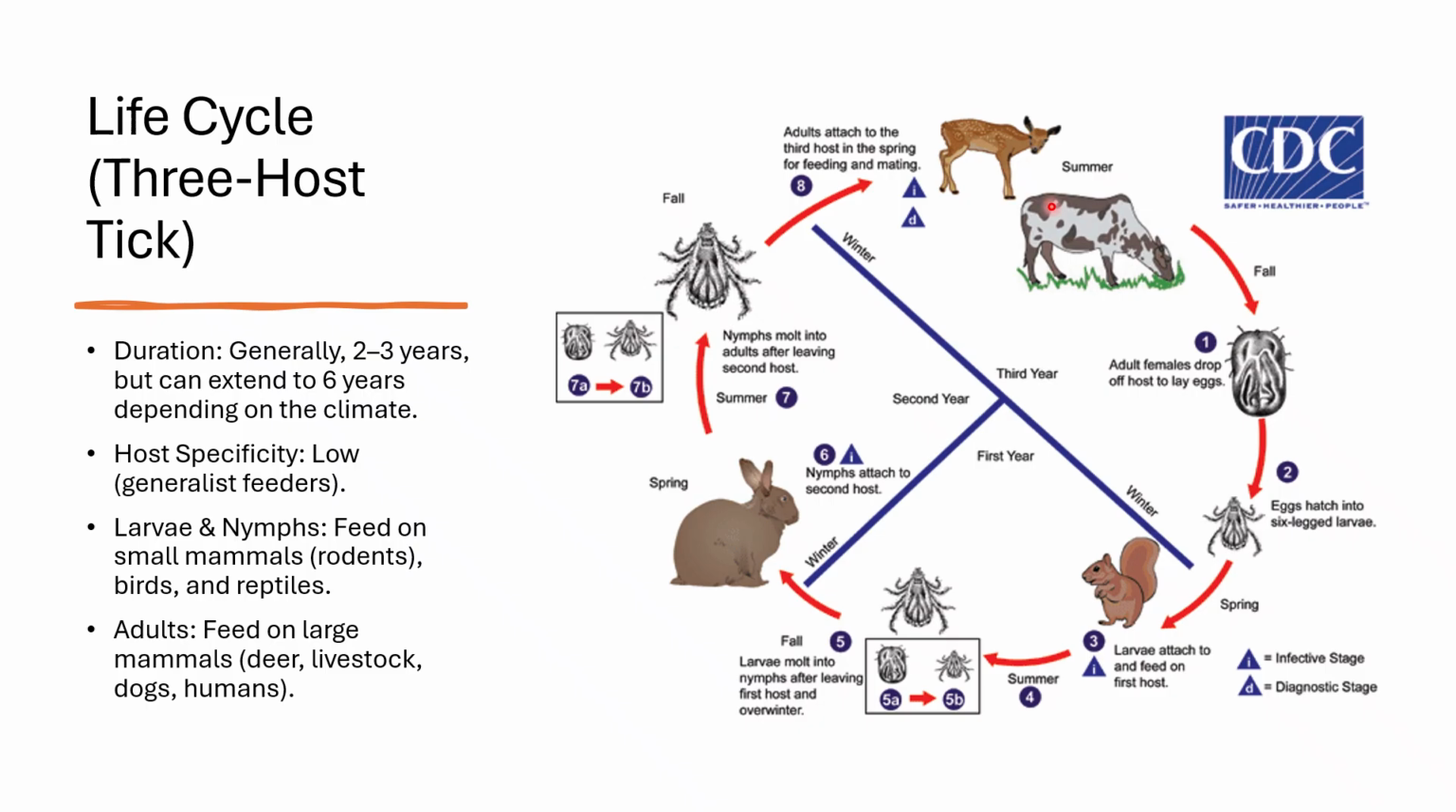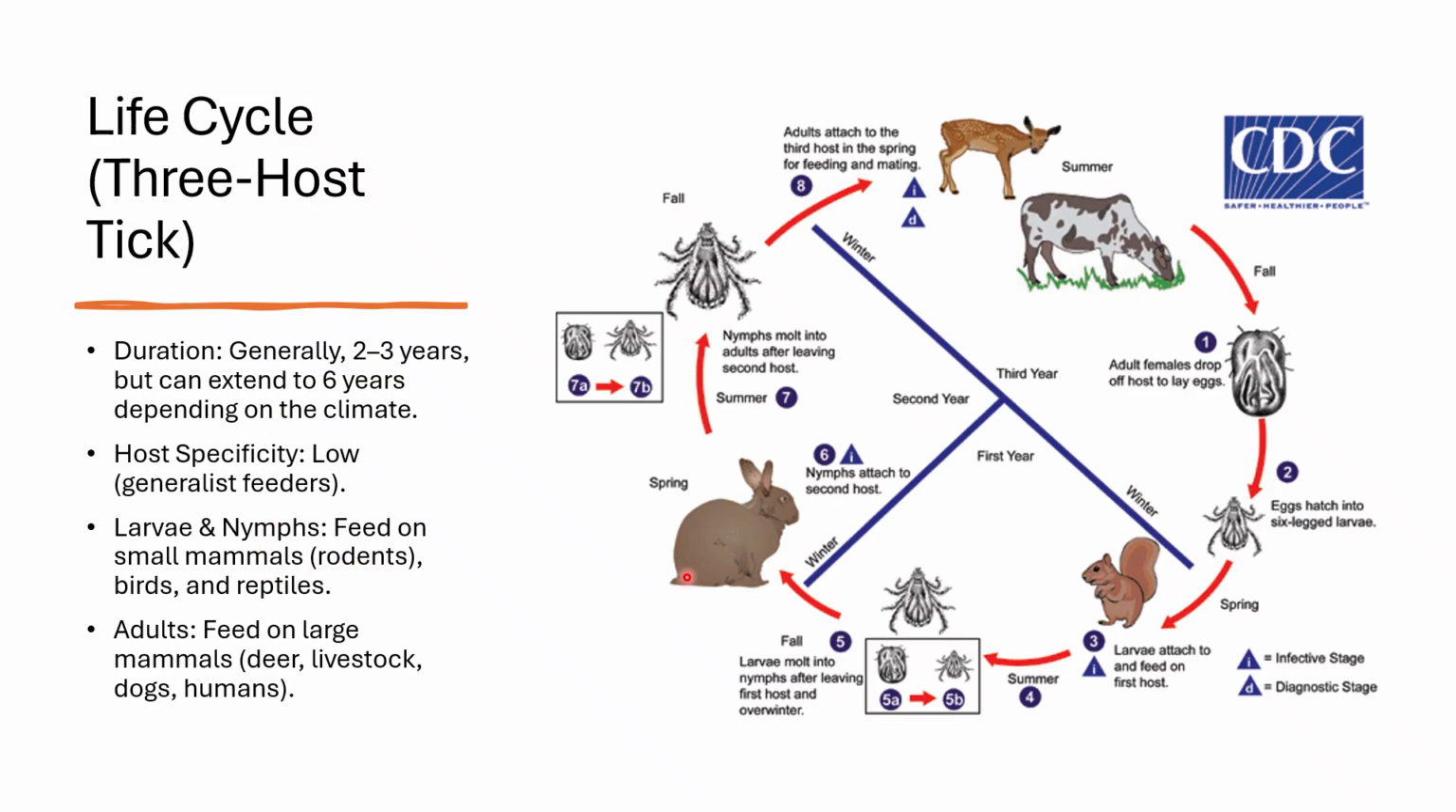Because again, they are three-host ticks, as shown in the diagram, the first hosts that are fed on are, for example, rodents. Then for the second host, we have the rabbits, and the third hosts are, for example, the ruminants. Their generalist nature coupled with the three-host life cycle allows them to bridge different ecological niches and transmit pathogens to a wide range of mammals, birds, and reptiles.